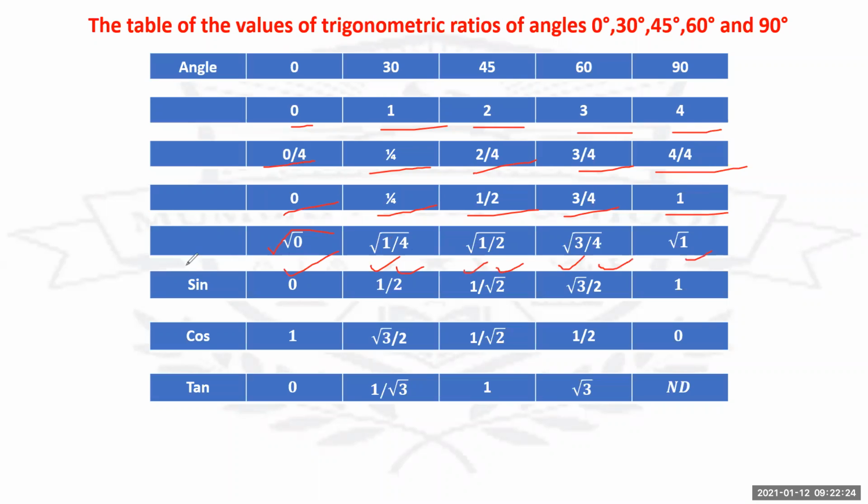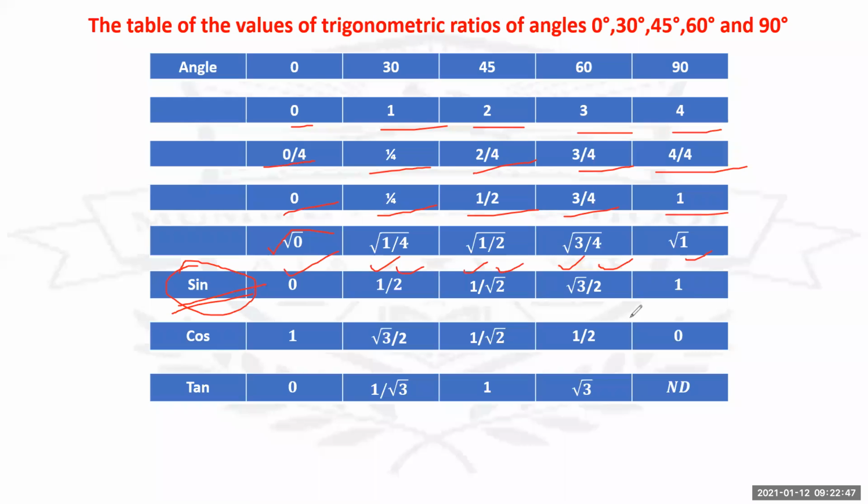After removing the square root, whatever values you get, these are the values of the sine ratio. That is for sine theta. Sine 0 is 0. Sine 30 is 1 upon 2. Sine 45 is 1 upon root 2. Sine 60 is root 3 upon 2, and sine 90 is 1.